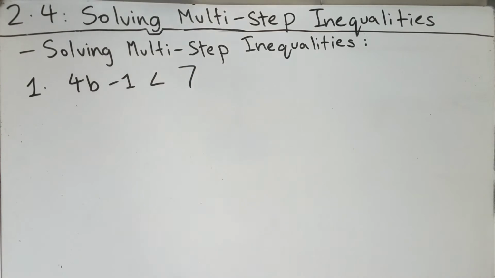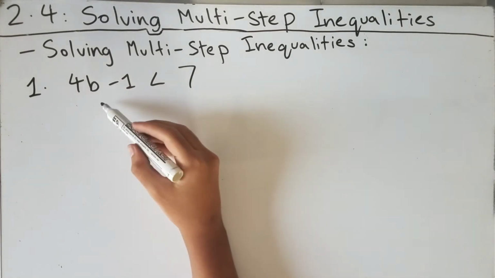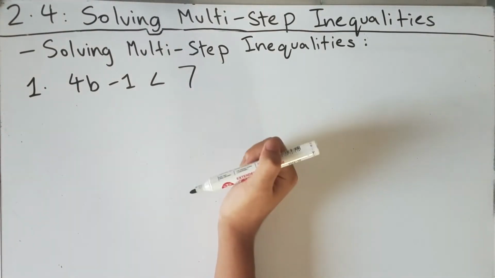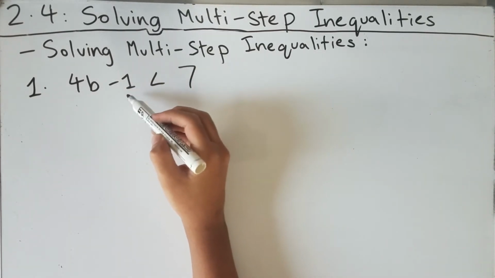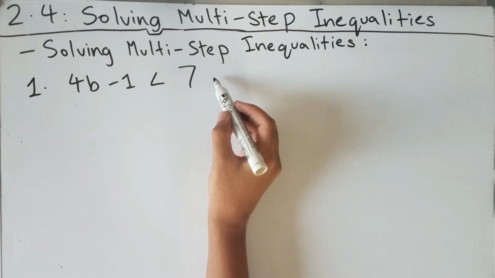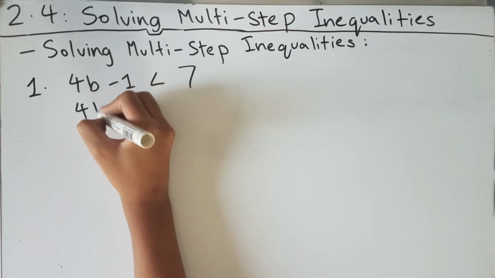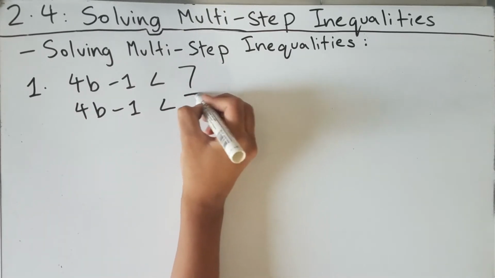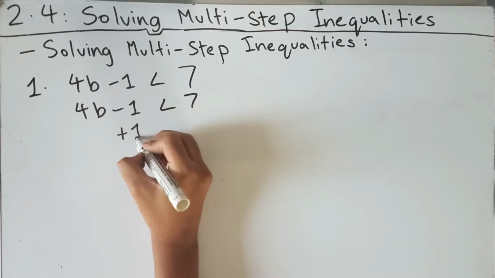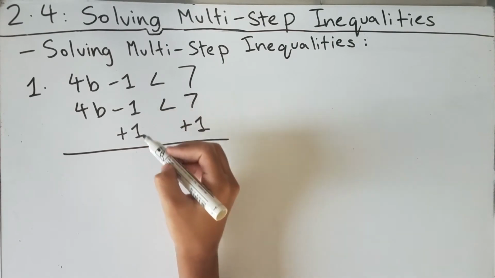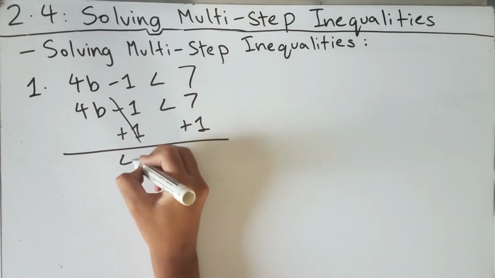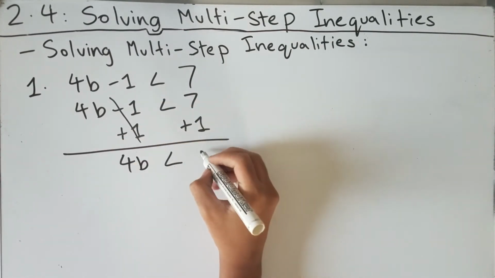So let's begin with number 1, which says that 4b minus 1 is less than 7. I see here that I can use the property of addition to get rid of that negative 1, and I can add 1 on this side of the inequality. So 4b minus 1 is less than 7, and then we do plus 1 on each side, and we can cancel out the negative 1 and the plus 1, leaving us with 4b is less than 7 plus 1, which is 8.